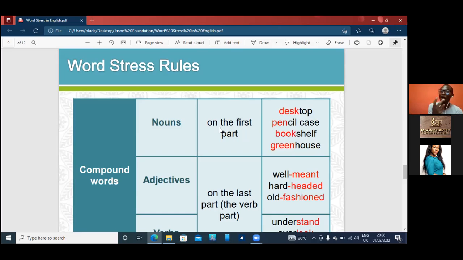Another example is bookshelf. So it's very easy when you see a word that is a noun, what we call a compound noun, two words joined together as one. Okay, they are together or they are apart. The most important thing is that if you have a compound word that is a noun, the stress is on the what? First syllable. Is that okay? Same in bookshelf, greenhouse.